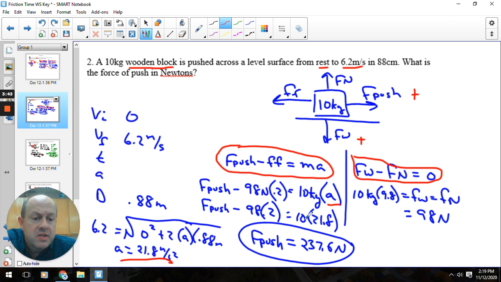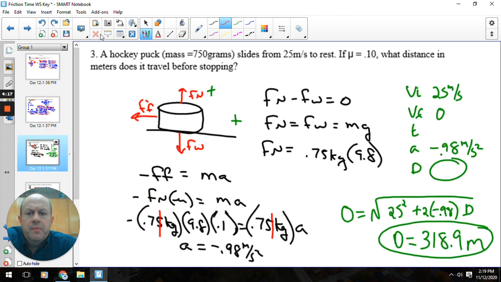So equals MA, 10, and then our A we didn't know, so we had to kind of go old school here and use the VI, VF, T, A, D. So VI was 0, VF 6.2, D was 0.88. That fourth equation allows us to solve for acceleration, and we get 21.8 meters per second squared. So that goes in right there. Now we can solve for our force push, and we get 237.6 newtons. So that's question number 2.